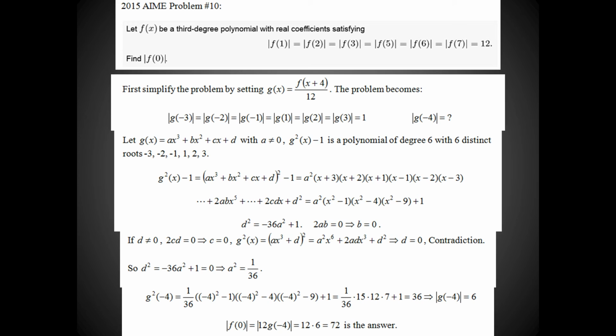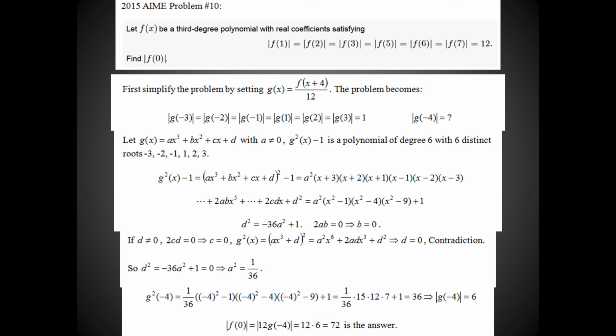So if you take the square root of both sides, you get the absolute value of g(negative 4) is 6. Then you multiply by 12, you will get the absolute value of f(0). So the answer is 72. You would think that 72 is the correct answer, right?